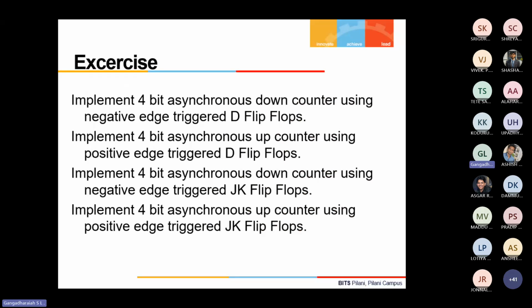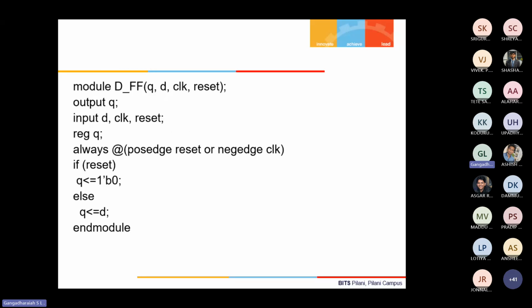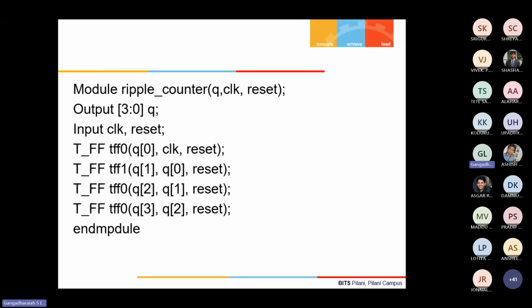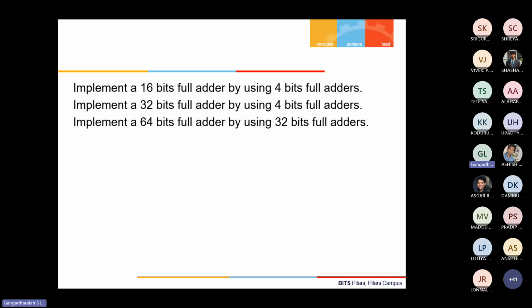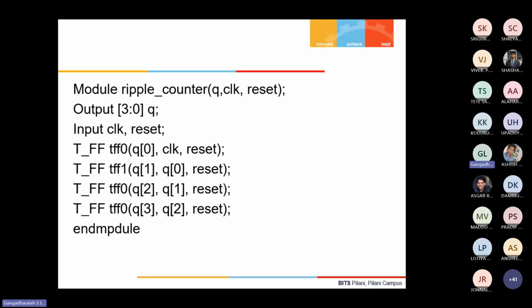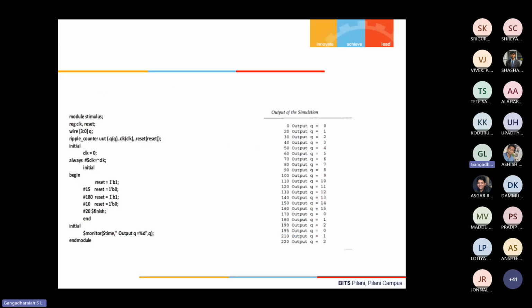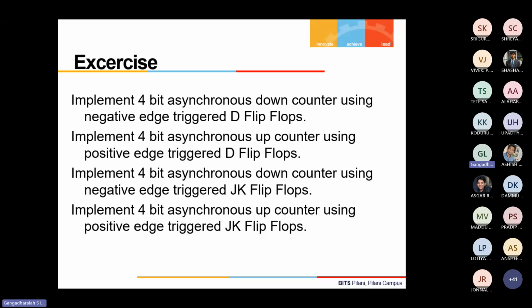Now the job for you is, you will have to think about it, of course, and it improves your digital design concepts as well. You have seen the implementation using T flip-flop, yes or no? So now what do you have to do? You have to implement a 4-bit asynchronous down counter using negative edge trigger D flip-flops.